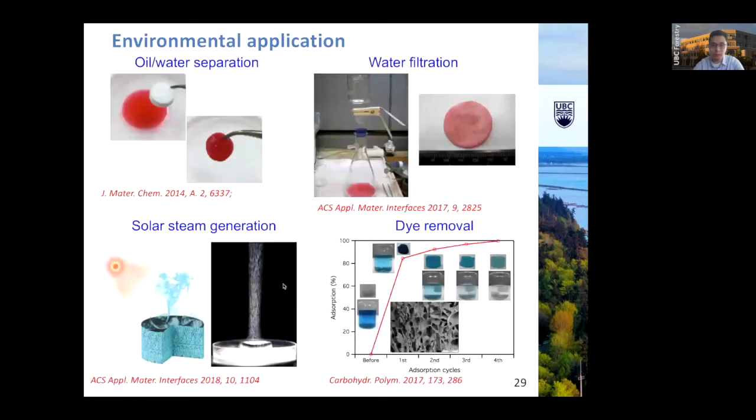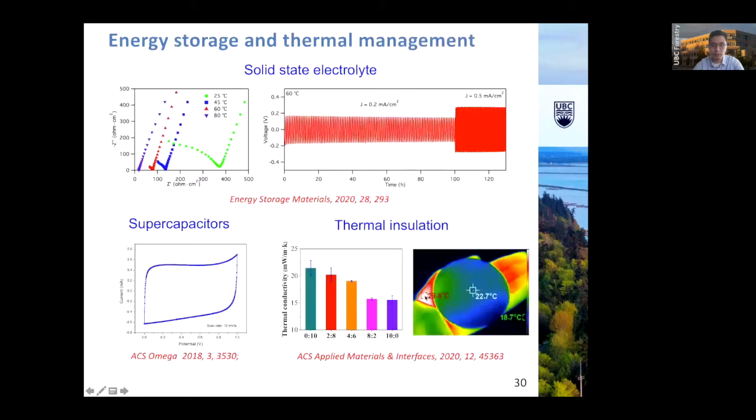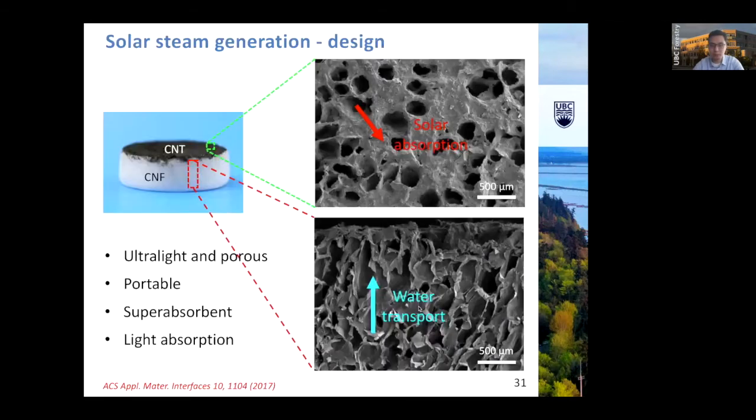Raman scattering. The aerogel is most often used for water treatment, for example oil water separation by absorption or by filtration, as well as solar steam generation and dye removal. And some work on energy management or energy storage. For example, the nanocellulose can be used as a solid state electrolyte for the lithium ion battery. If you carbonize the cellulose aerogel, it can be used as carbon for supercapacitors. And also thermal insulation, which is a typical application for the aerogel.